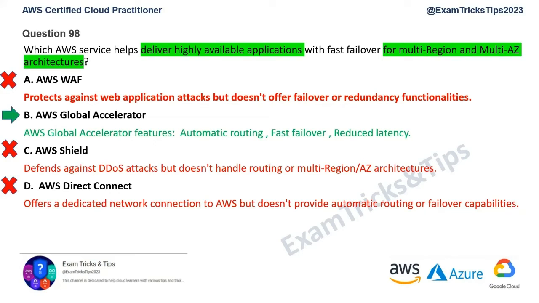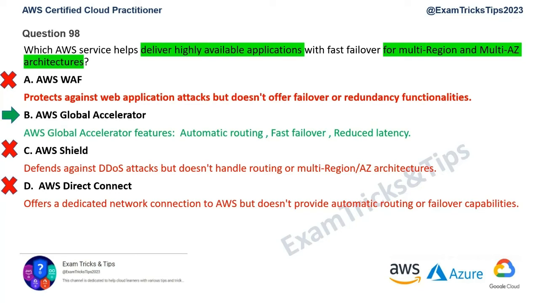It features automatic routing, fast failover, and reduced latency, everything that has been asked in this question. I'll go over some features of AWS Global Accelerator. It provides automatic routing. It directs traffic to the closest and the healthiest endpoint across multiple regions and availability zones. It provides fast failover, instantly redirecting traffic to another healthy endpoint upon detecting an issue with your primary endpoint. It reduces the latency. It improves application performance by routing traffic through AWS's highly optimized network infrastructure. It provides simplified network management, a single entry point for managing your application's traffic across multiple regions and AZs. So these are all the detailed reasons why this particular option is the correct one.